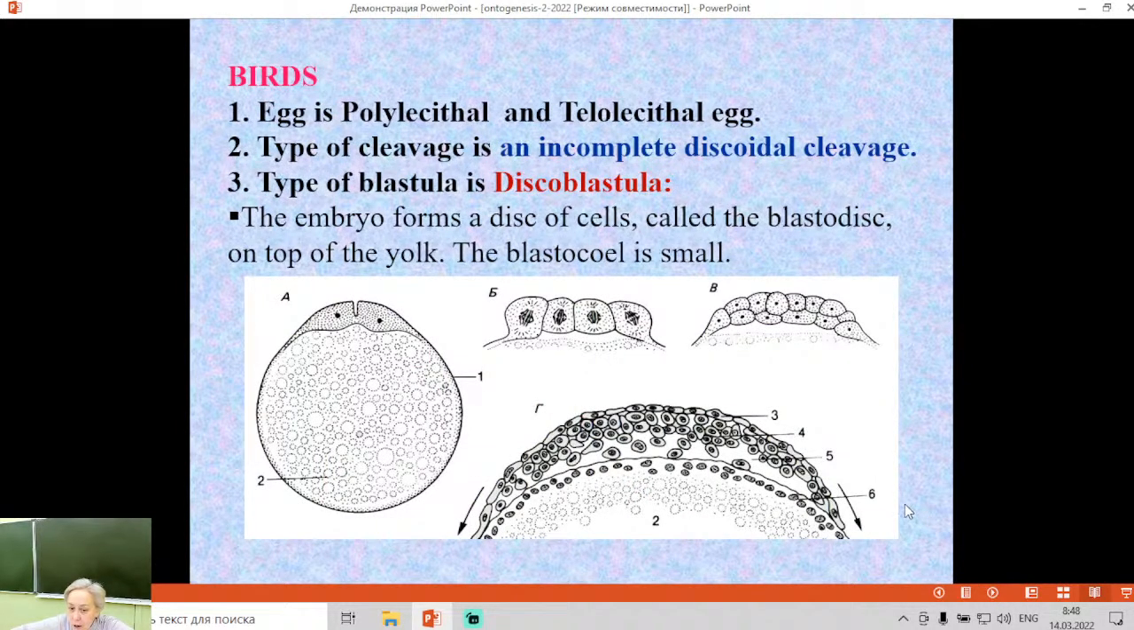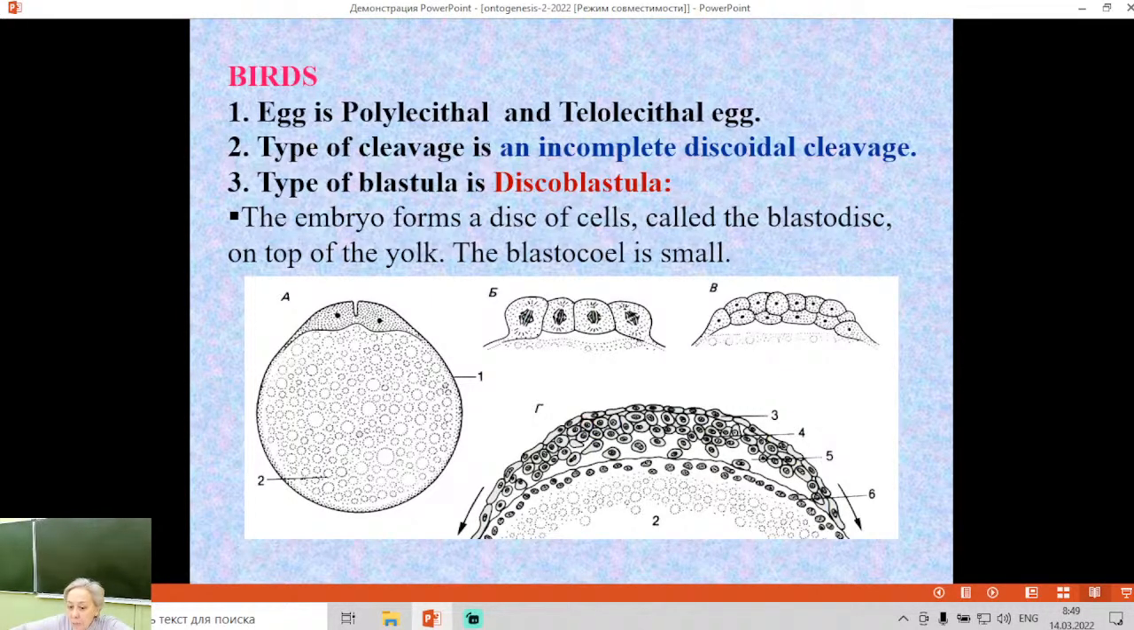Birds. Eggs of birds are polylecithal and telolecithal. You can see the eggs of birds and cytoplasm without yolk located on the surface of the yolk like a small disc. This egg has only a small disc of cytoplasm without yolk on the surface of the yolk. A lot of yolk is in this cell.